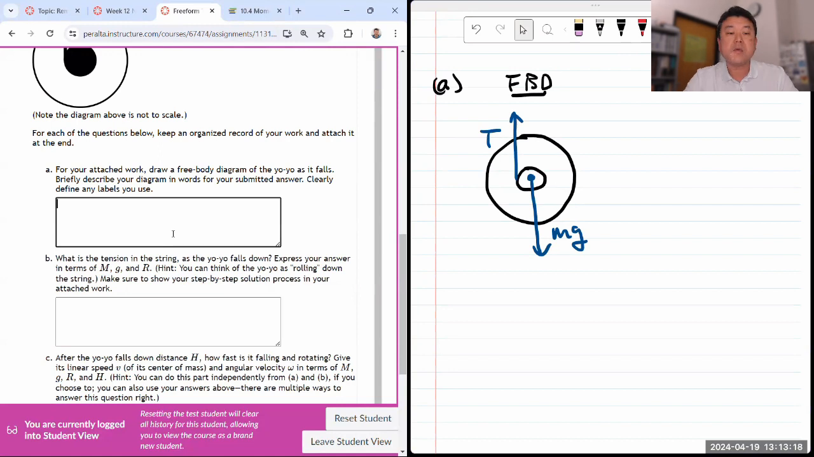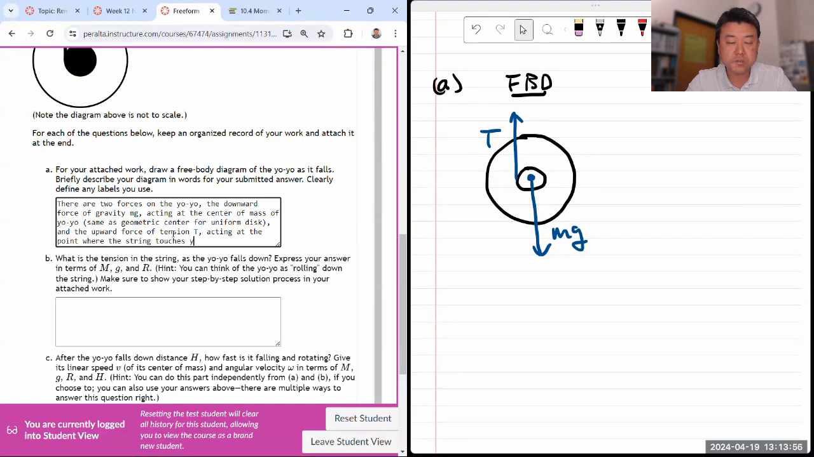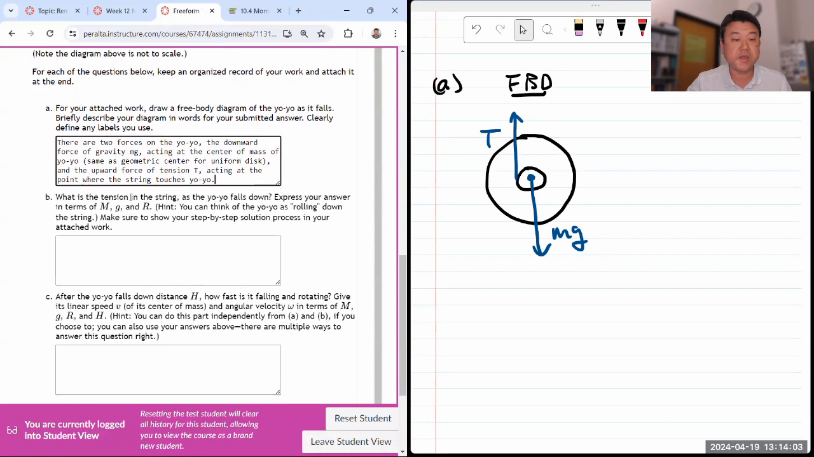To briefly describe: there are two forces on the yo-yo, the downward force of gravity, mg, acting at the center of mass of the yo-yo, which is the same as the geometric center for a uniform disk, and the upward force of tension T acting at the point where the string touches the yo-yo. What is the tension in the string as the yo-yo falls down? Express your answer in terms of, okay.